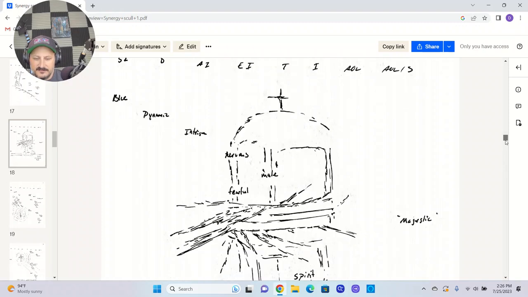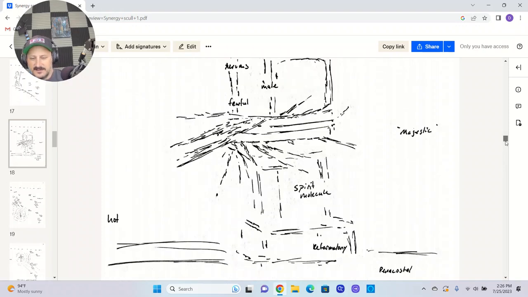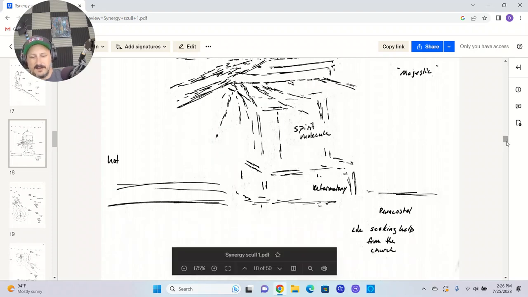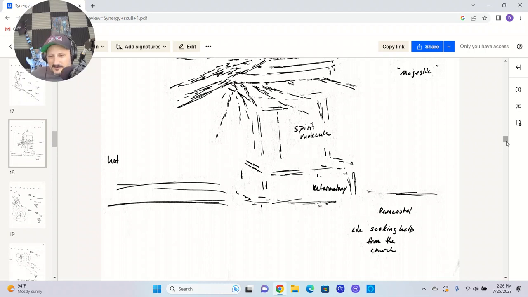Nervous, male, fearful, again majestic. Okay, so I think this is right about here. Shortly after this, it was like the floor fell out of the bottom of this target. It was almost like this thing was talking to me, is what it felt like, but whatever. I took a break afterwards because I'm like, this is getting too weird. But I get a sense of the spirit molecule.